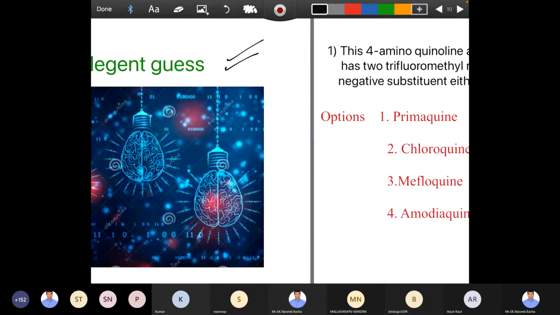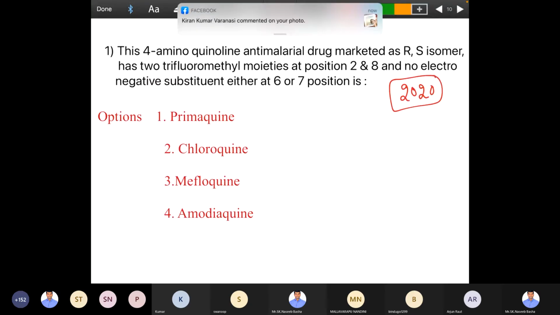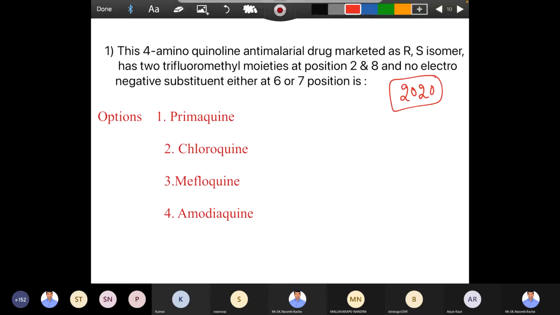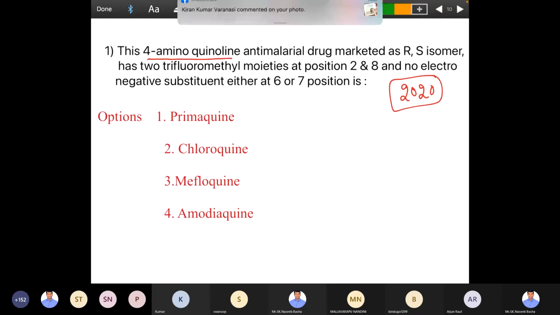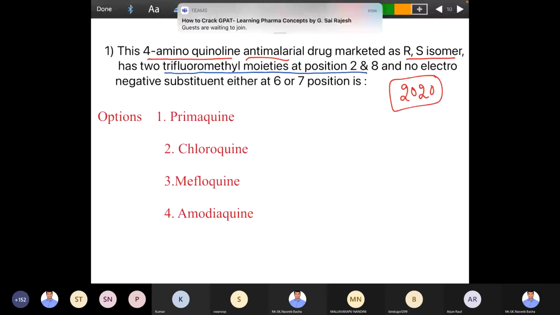See, this question was asked in GPAT 2020. All the slides I have prepared are according to GPAT 2020 questions itself. Now, pay attention and understand the question. This 4-aminoquinoline drug, anti-malarial drug, is marketed as RS isomer. It has 2 trifluoromethyl moieties at position 2 and 8 and no electronegative substituents at 6 and 7 position. What is that drug?